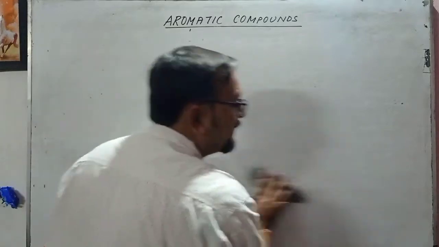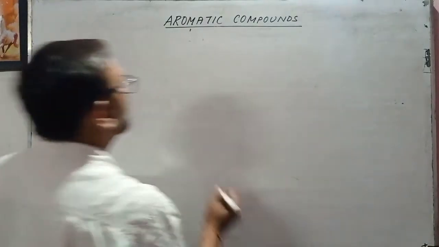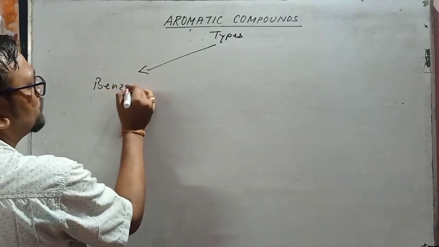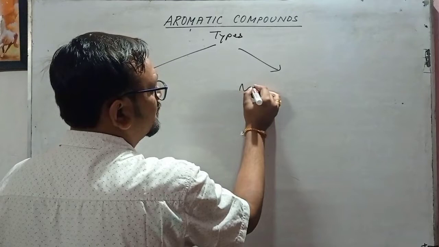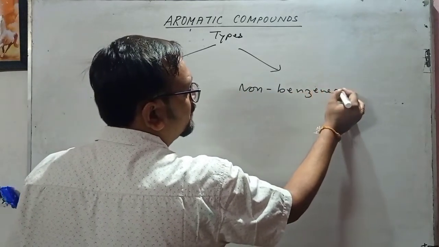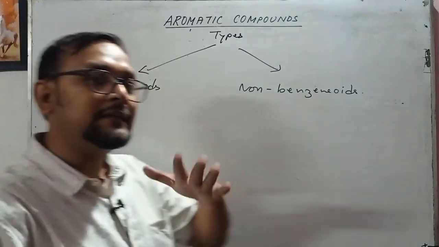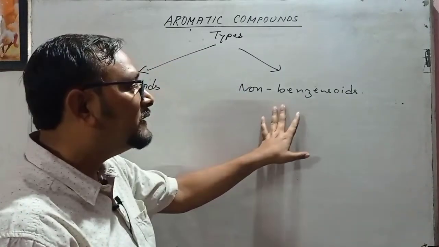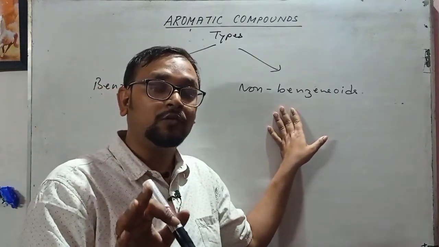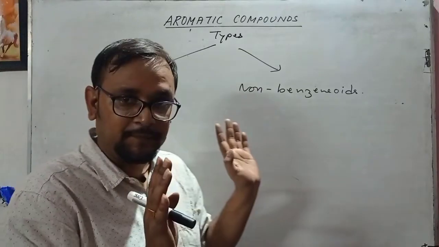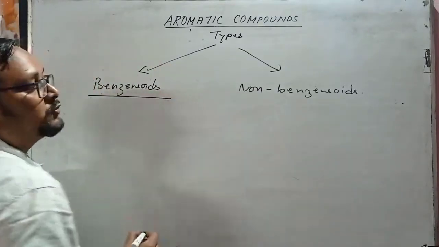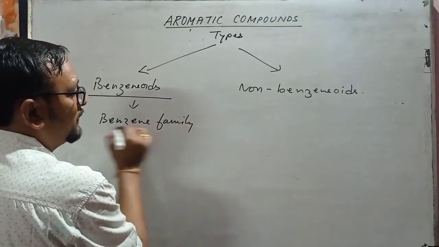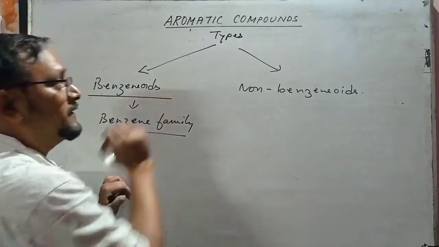Normally there are two types of aromatic compounds. One is benzenoids and another is non-benzenoids. So there are two types, or two classes, of aromatic compound. Benzenoids are derivatives of benzene, and non-benzenoids neither belong to the benzene family nor have any relation with benzene. Benzenoids are the class that belong to the benzene family. Clear, all of you?